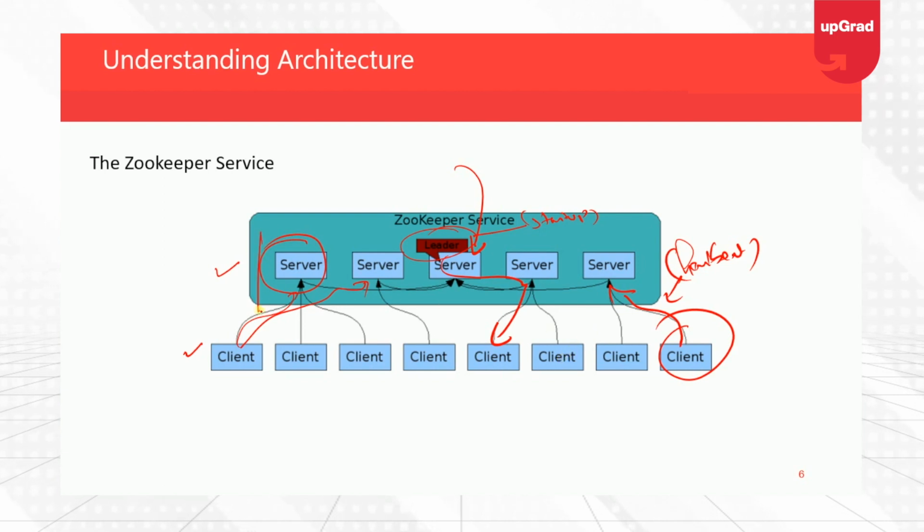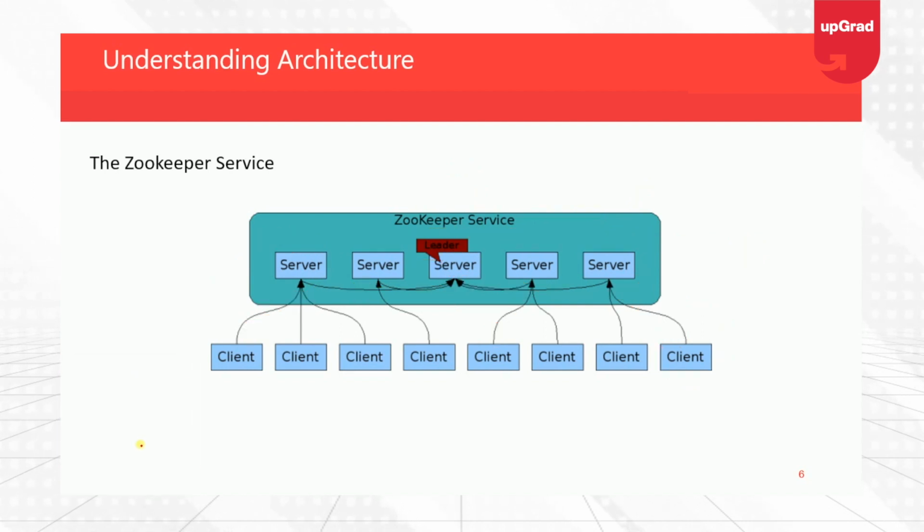Now there is something called an ensemble. A group of Zookeeper servers is called an ensemble or a cluster. You can use the Zookeeper infrastructure in cluster mode to keep the system at its optimal value when you're running the cluster. That was the introduction to the components.